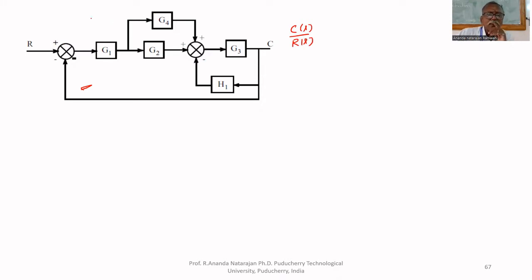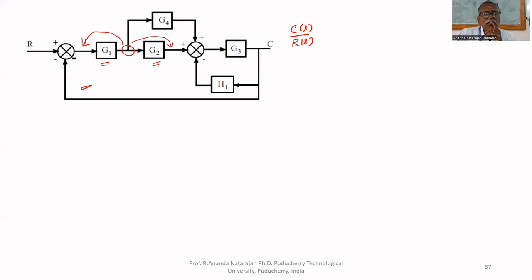In this case, we have to see the innermost part. Innermost part is this G1 and G2. But one takeoff point is there. That's why we cannot multiply these two. Either we have to move this to this side or this side.